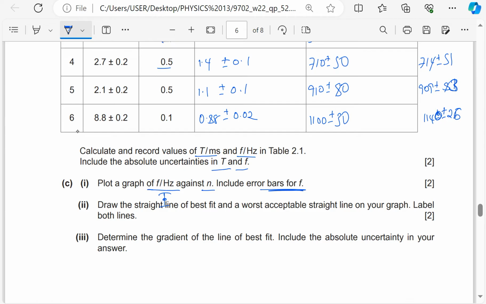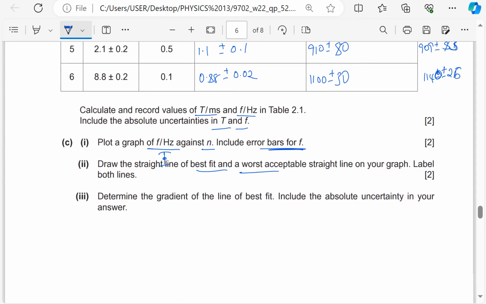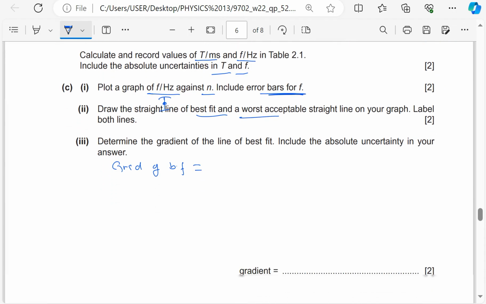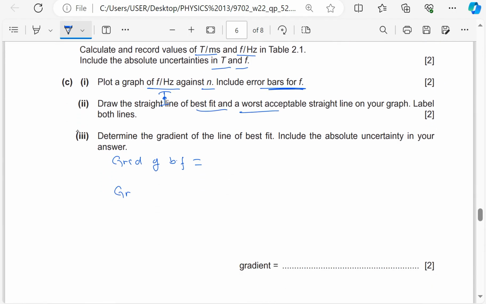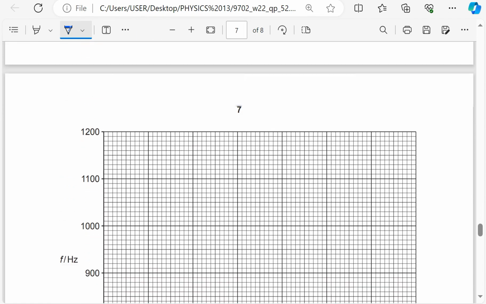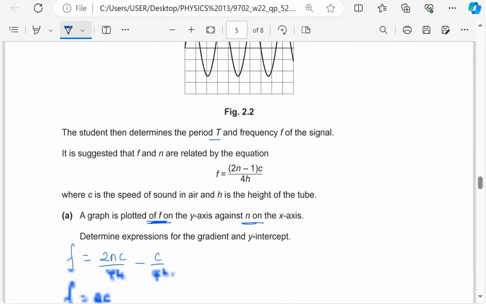Draw the line of best fit, the worst fit, determine the gradient. So we shall find the gradient of the best fit, and we shall find a gradient of the worst fit, and then we shall find the uncertainty, which we will be subtracting. So let's go and plot the graph. I'll write the points on a paper so that I plot very easily.